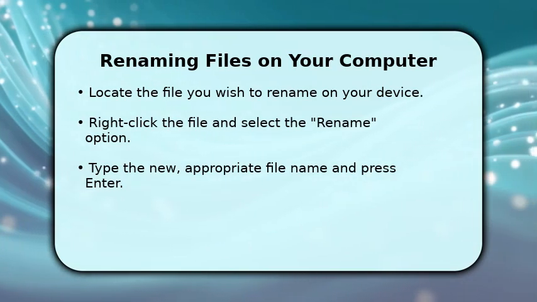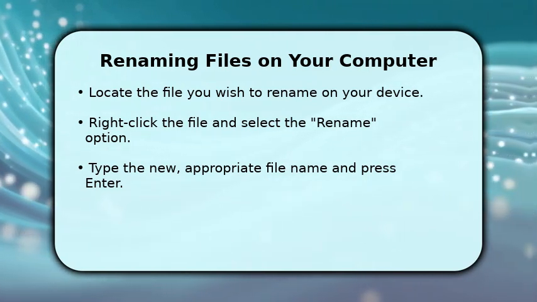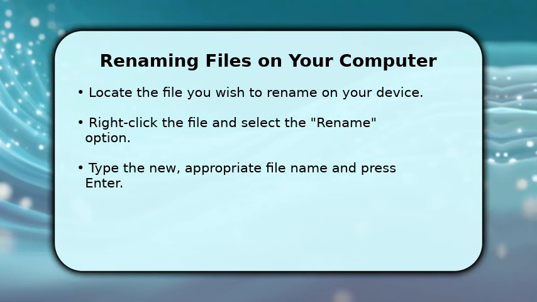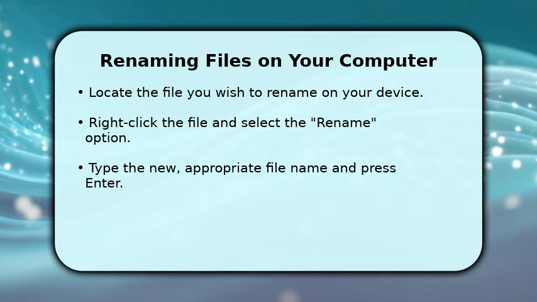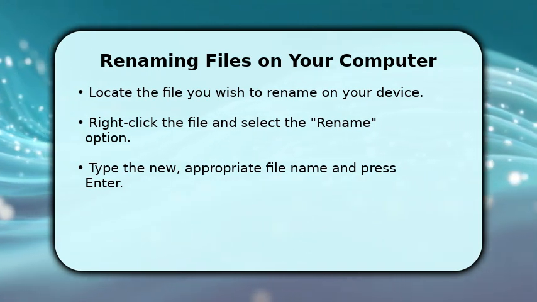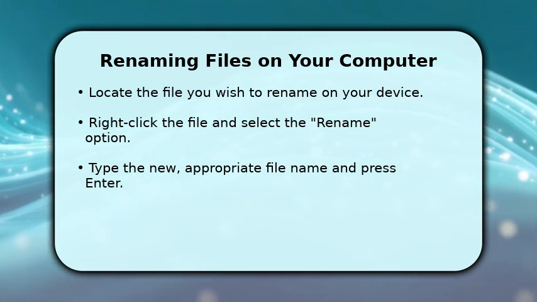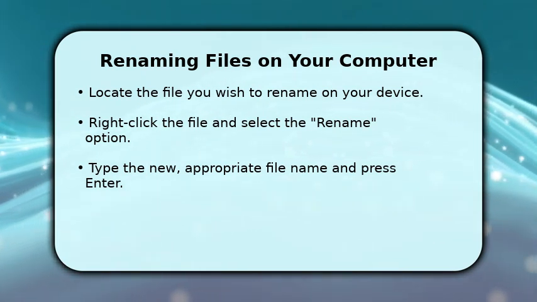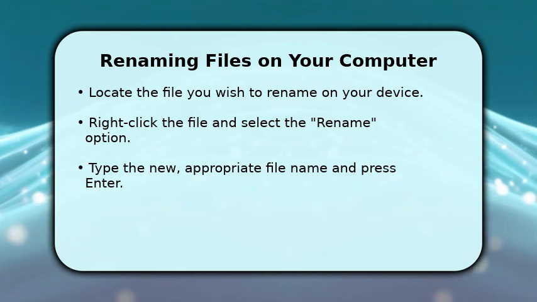Renaming a file on your computer is quite straightforward. First, navigate to the folder where your document is saved. Once you've found the file you need to rename, simply right-click on it. A menu will appear and you'll want to select the Rename option. Then, carefully type in the new file name according to the CUET guidelines. After typing, just press the Enter key and your file will be updated with its new name.